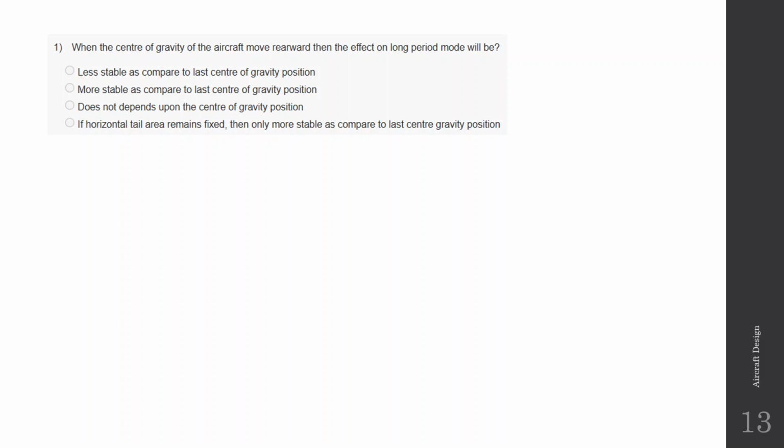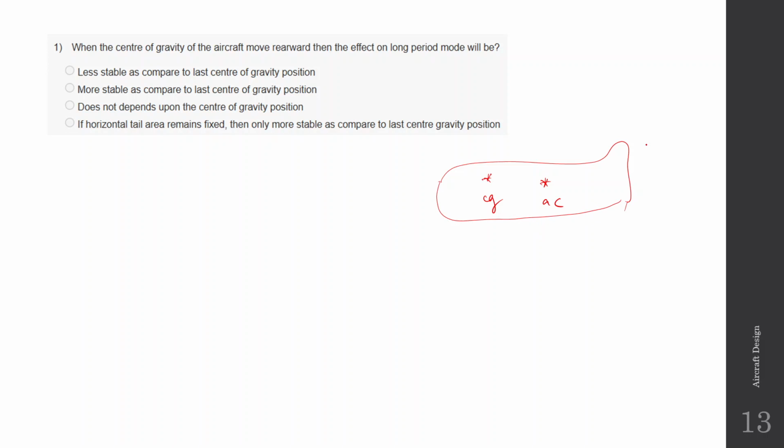As you know, to make the aircraft more stable, the CG has to be in front of the AC, right? So this is the CG. If the situation is like this, that the CG is in front of the AC, then the aircraft is stable. Here the aircraft is pointing in this way.